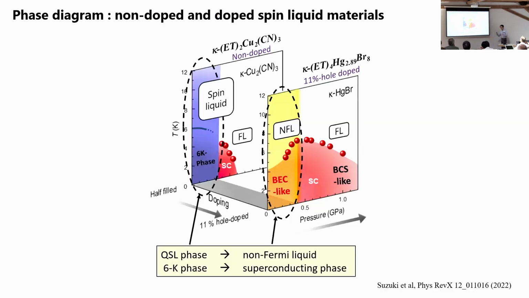Okay, this is the comparison of the phase diagrams of the two materials. This is the non-doped case, pressure and temperature. The spin liquid phase, the 6 Kelvin anomaly phase, and superconductivity occur. This is the critical pressure. And in the 11% hole-doped system, the spin liquid Mott insulator is replaced by the non-Fermi liquid phase, as I will show you later.